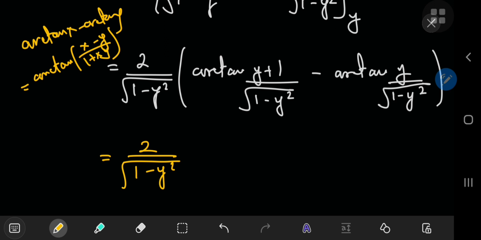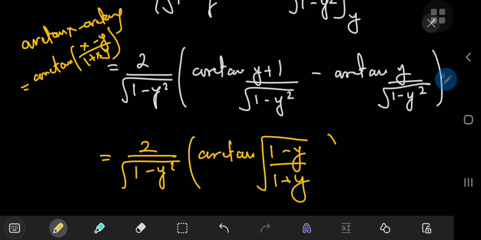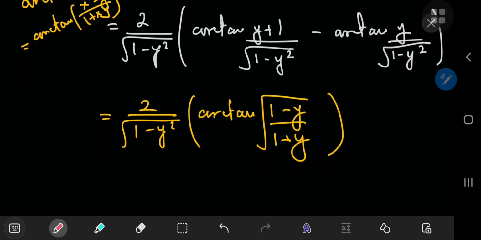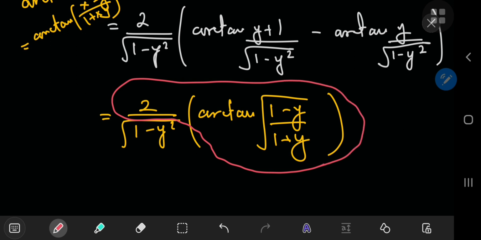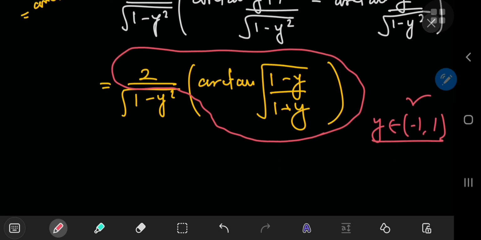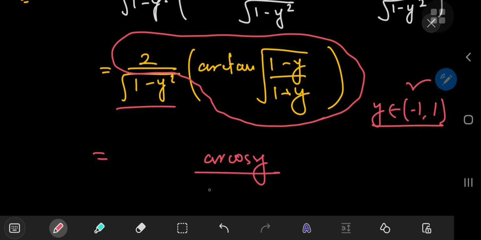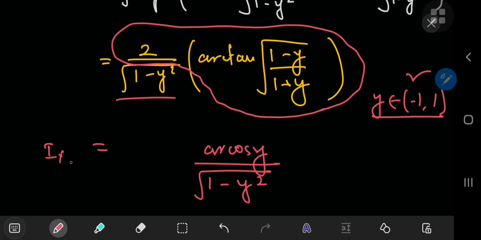So what you have now is the inverse tangent of 1 minus y divided by 1 plus y in a square root. And this is, again, not exactly very daunting, to be honest, because all of this, provided that y belongs to this interval, which it does, so check, will be equal to the inverse cosine of y. So what you're left with is the inverse cosine of y divided by this term here, 1 minus y squared. And so this is the result of the integration with respect to x.